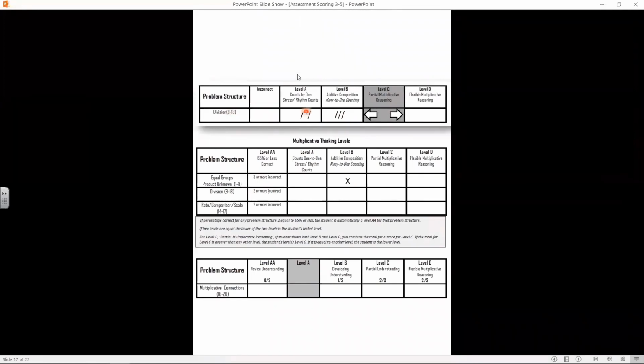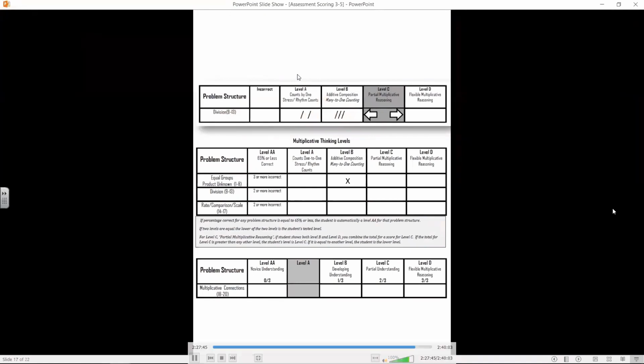Take a look at this one. Level A and level B, and take a look. They aren't tied, so there's more in level B, and so they've shown level B, so they would be a level B. They showed more thinking towards the level B level than level A, so they'd be classified as level B. All right, take a look at this one now.